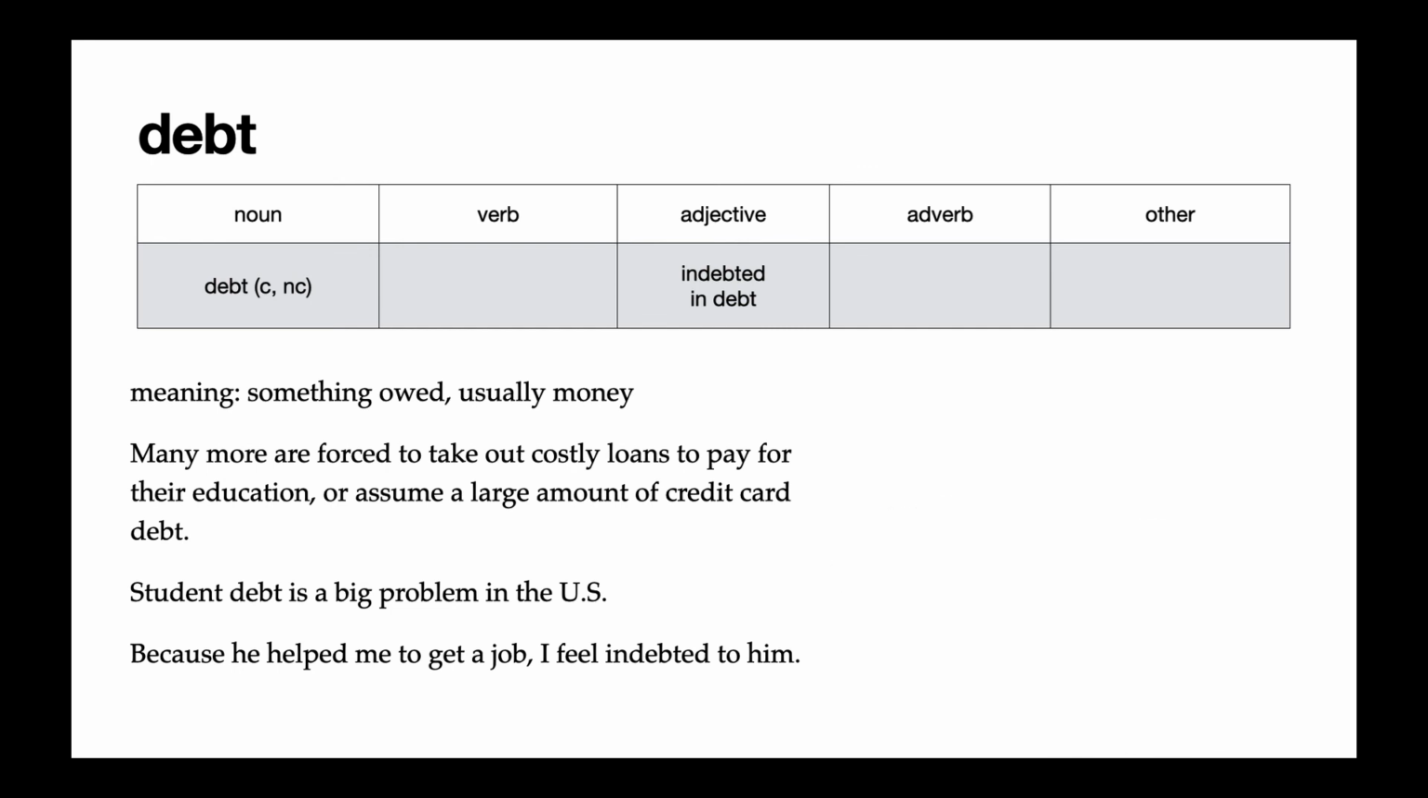And in the last example, we see the adjective form indebted. Because he helped me to get a job, I feel indebted to him. In this example, someone helped me to get a job, so I feel like I owe this other person something. That means I want to give something back to this other person. Maybe do something nice or help him get a job.